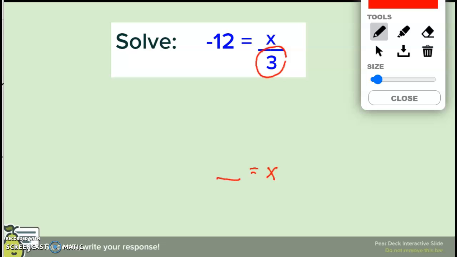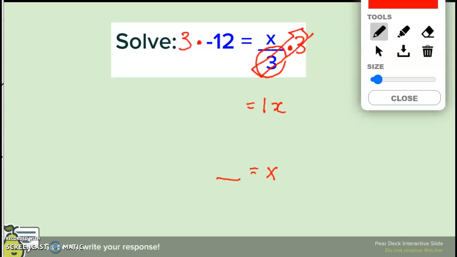How do I undo divide by 3? What is the opposite of division? The opposite of division is multiplication. So instead of dividing by 3, I need to multiply by 3 to both sides. Whatever I do to one side of the equal sign, I need to do exactly the same to the other side of the equal sign to keep the equation balanced. So then you have 3, and 3 becomes my giant 1 again. And it cancels out to 1x on the right hand side, which is the same as x.